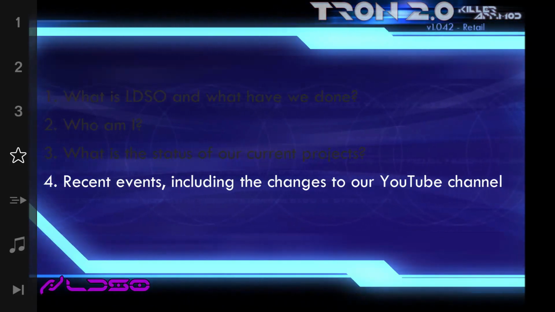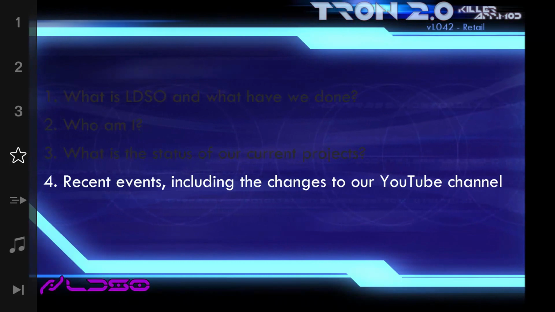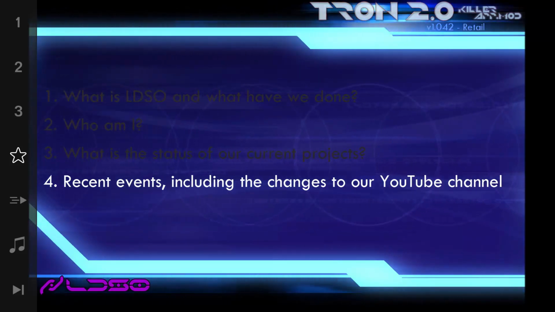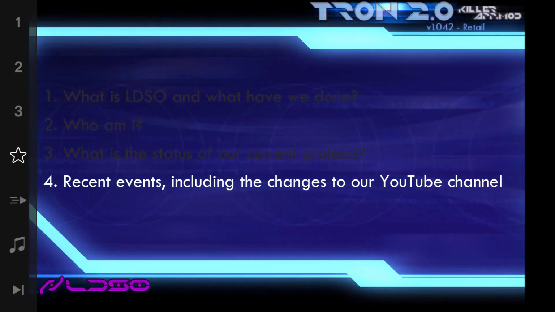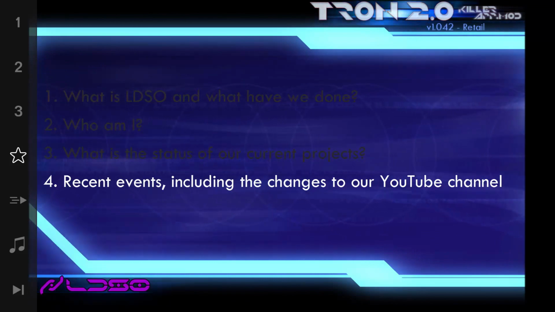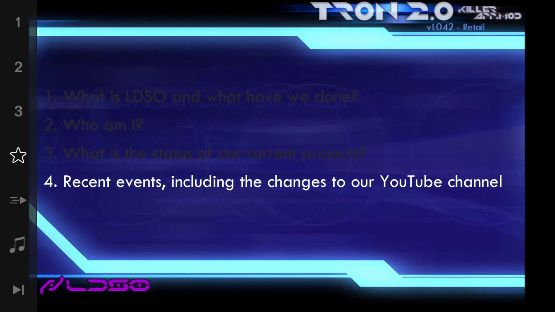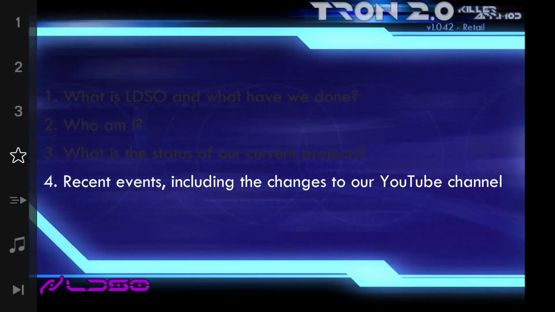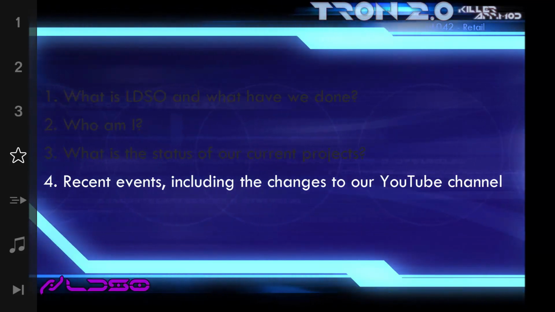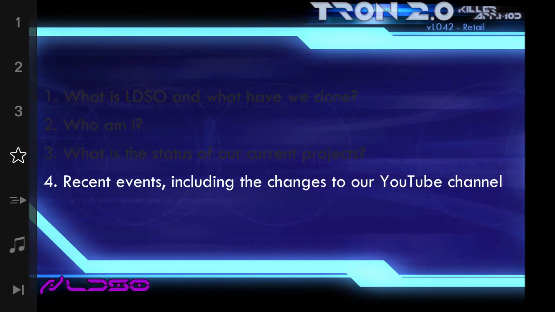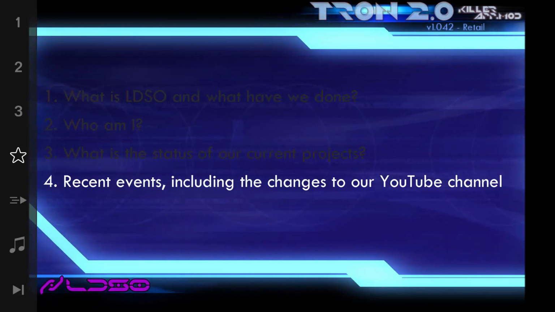Two, so that we could start running ads on our videos to help cover the cost of hosting the LDSO website. Members of the LDSO team have been paying out of their own pockets to keep the site running for almost 10 years now. If everyone turns off their ad blockers when watching videos on the LDSO channel, money earned from the ads will help to cover at least part of the cost of keeping the site going.